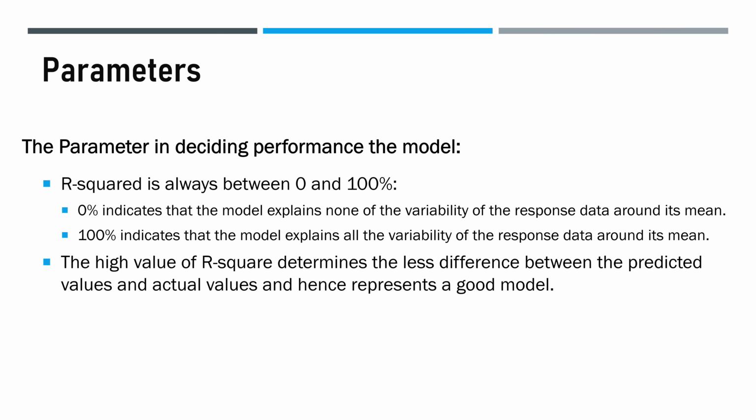Now let's see the parameters in deciding the performance of the model using R squared. The value of R squared should always be between 0 and 100%, where 0 indicates the model explains none of the variability of response data around its mean, and 100% indicates that the model explains all the variability of the response data around its mean. The higher the value of R squared, the less the difference between predicted values and actual values, and hence it represents a very good model.